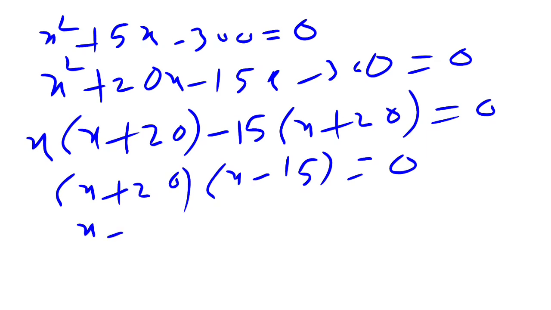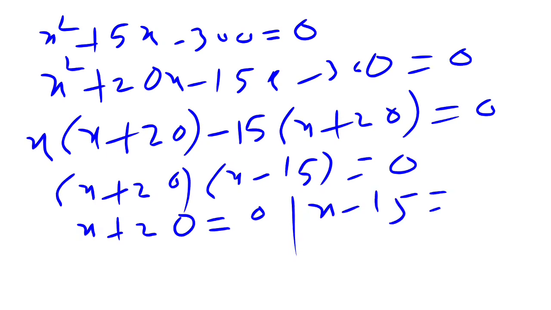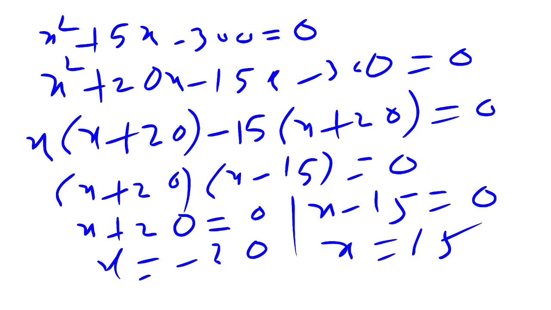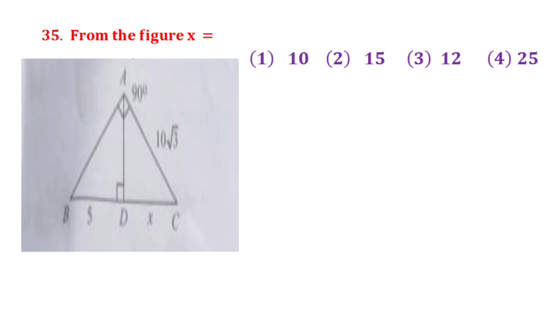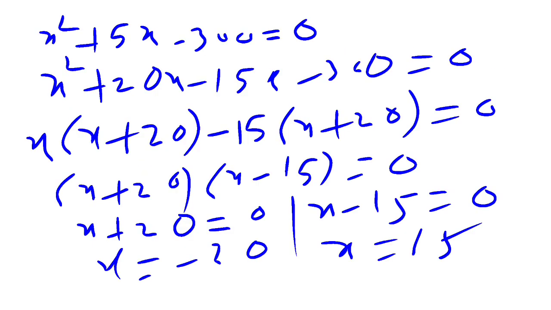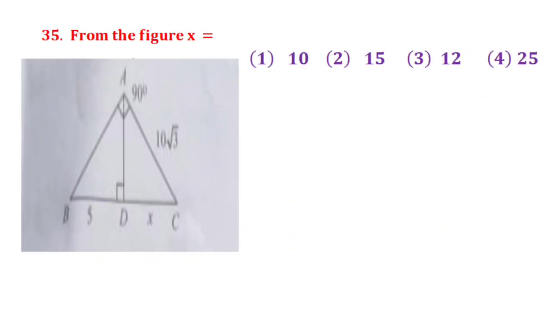So x plus 20 equals 0, x minus 15 equals 0. So here x is minus 20 and here x is plus 15. x represents the side, so it should be positive, so you can ignore the minus 20. The required answer is 15. Option 2 is correct.